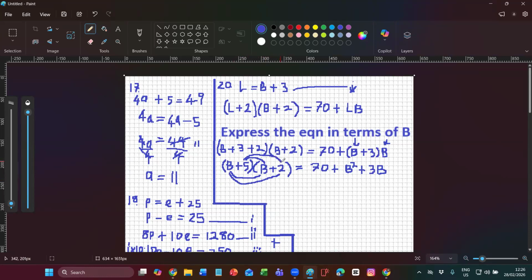Do you agree with that? Yes, sir. Okay. So b times b will give us what? b squared, right? Yes, sir. So I have my b squared waiting for me and looking like it's going to disappear itself. Then b times 2 is what? 2b. That's step 2. The next thing I have there is 5 times b, which is 5b, and then 5 times 2, which is 10.